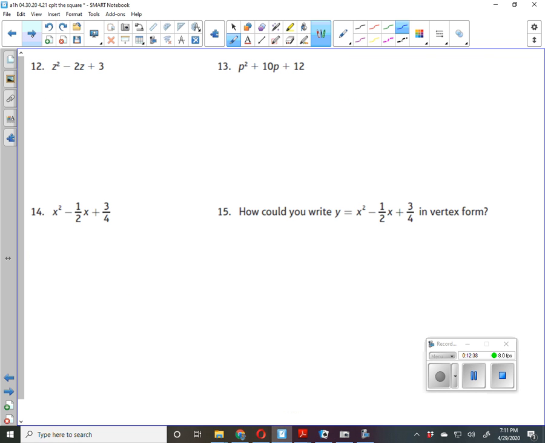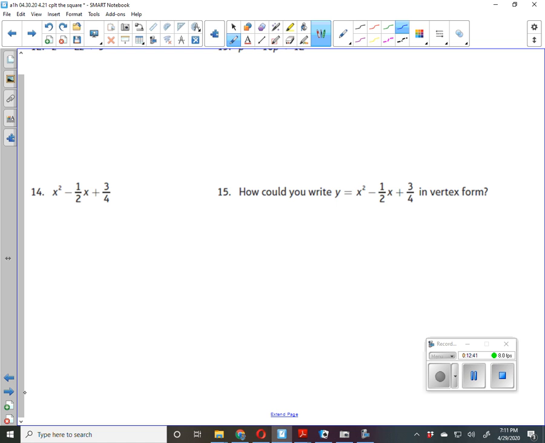This is where fractions, I know people don't like fractions, but it's not as big a deal as it seems. Let's rewrite this as x squared minus 1/2 x plus something plus 3/4. Okay, half of the middle term, half of 1/2 is 1/4. 1/4 squared, right? If I add 1/4 squared here, I'm going to have to subtract 1/4 squared here, which is 1/16.